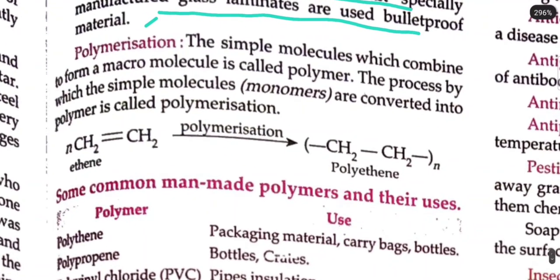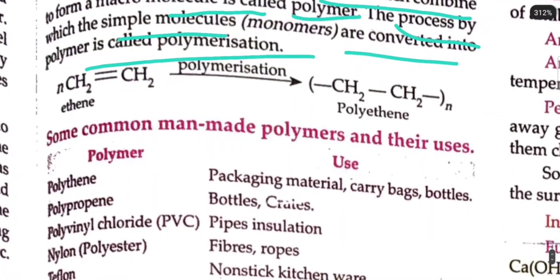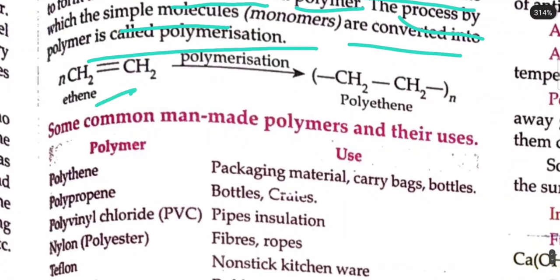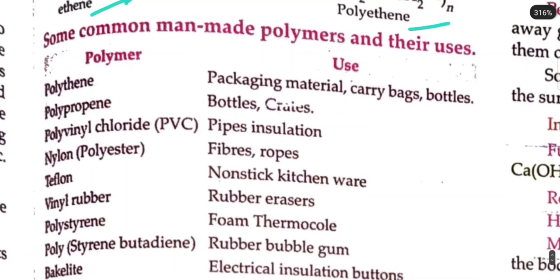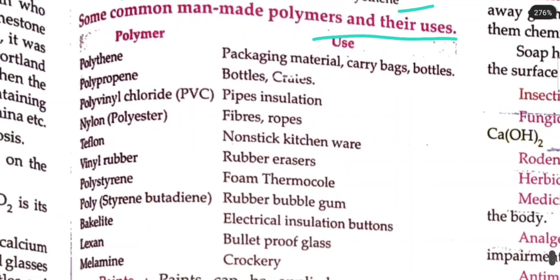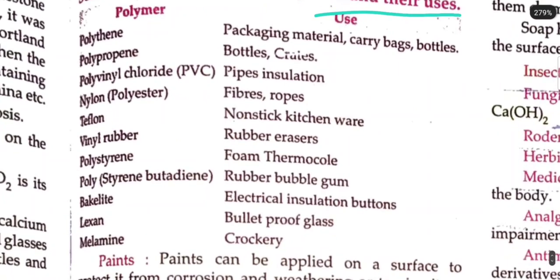Polymerization. The simple molecules which combine to form a macromolecule are called polymers. The process by which simple molecules are converted into a polymer is called polymerization. Ethene, CH2=CH2, polymerization, polyethylene.